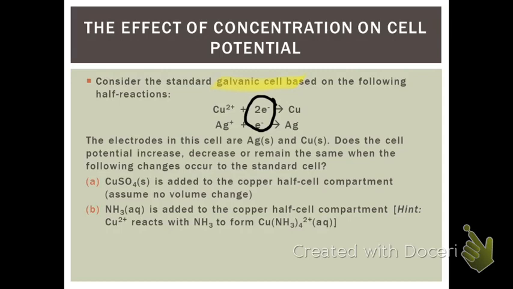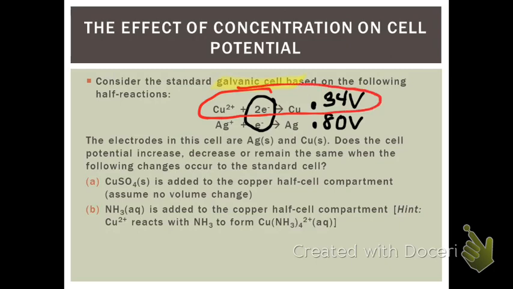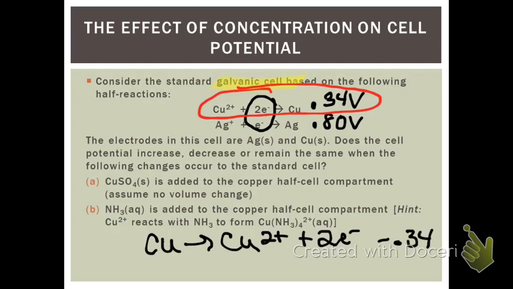If you look up their values on the chart, this one is listed as 0.34, this one listed as 0.80. So to make it standard, or spontaneous I should say, which one should switch? This one. It's less positive, it's less likely to undergo reduction. So if I flip it, I get Cu goes to Cu2+ plus 2 electrons, and that's negative 0.34. The other one is still Ag+ plus e- makes Ag, 0.80 volts. Add them up, and I get a grand total of 0.46 volts.